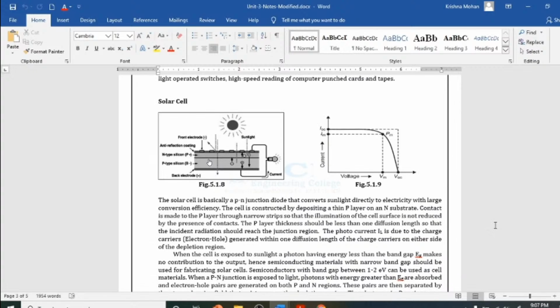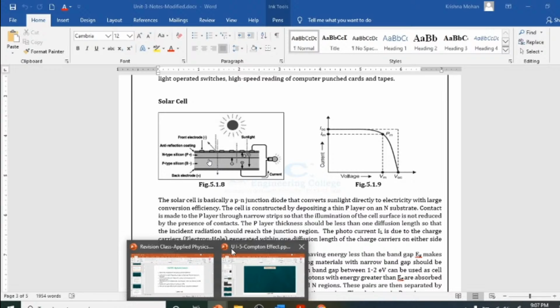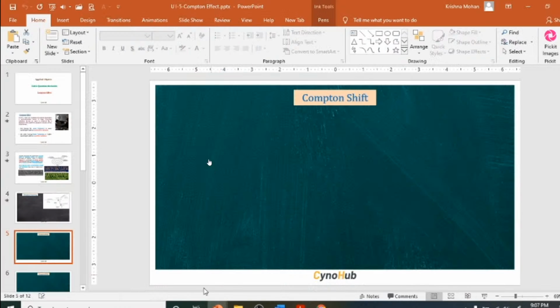I would write here what is meant by fill factor. So fill factor is nothing but the ratio here. Sorry, one moment.